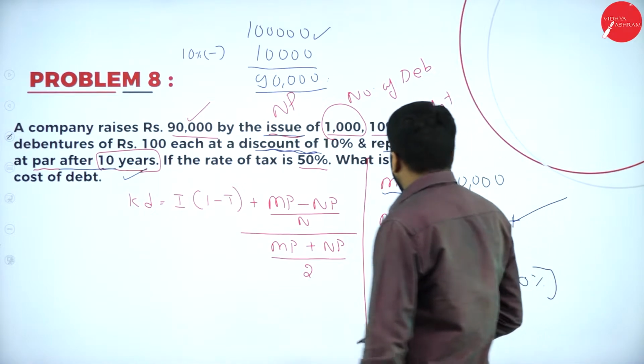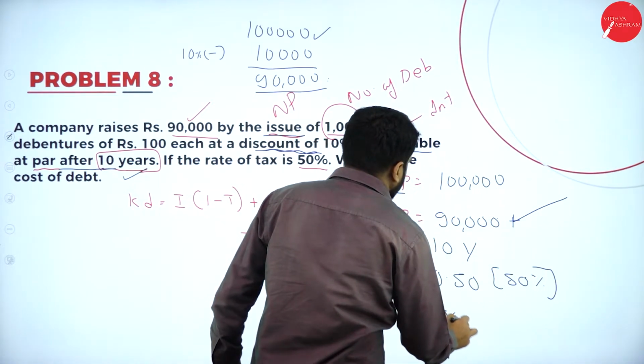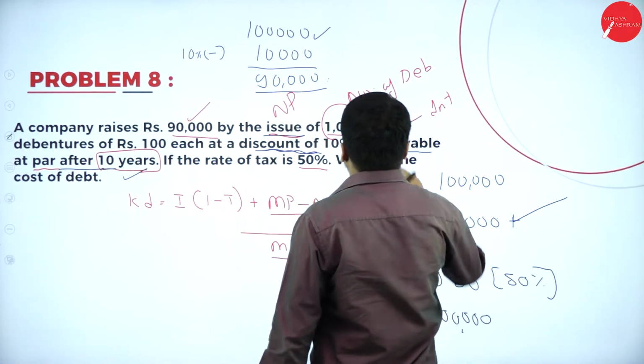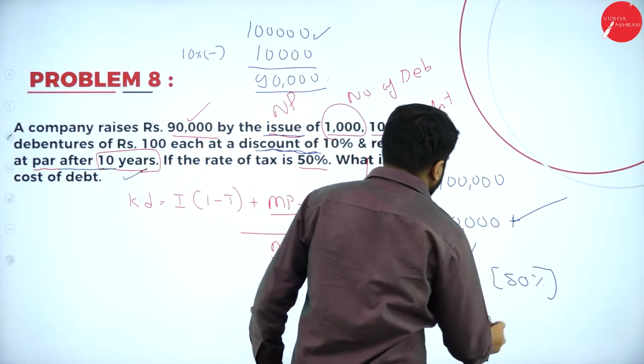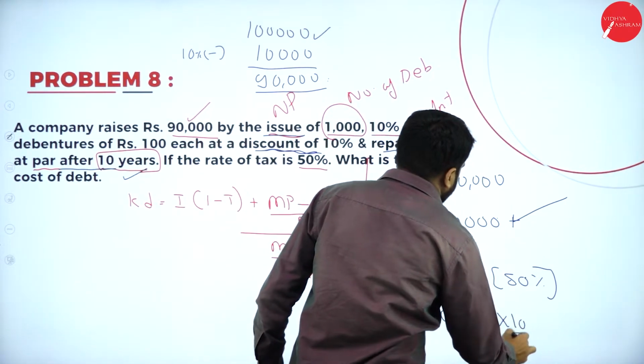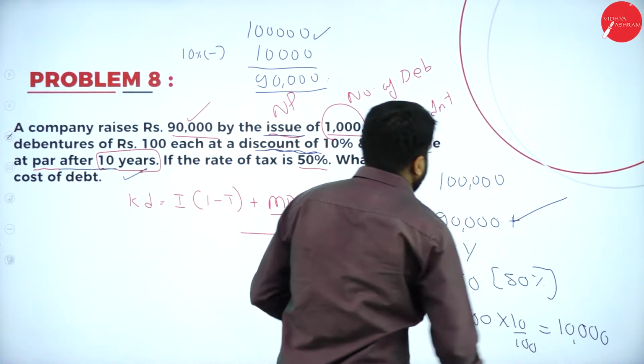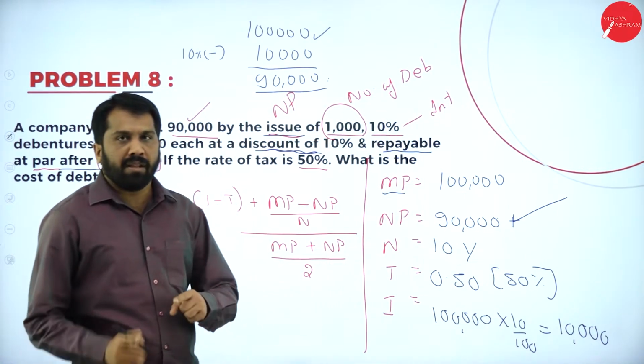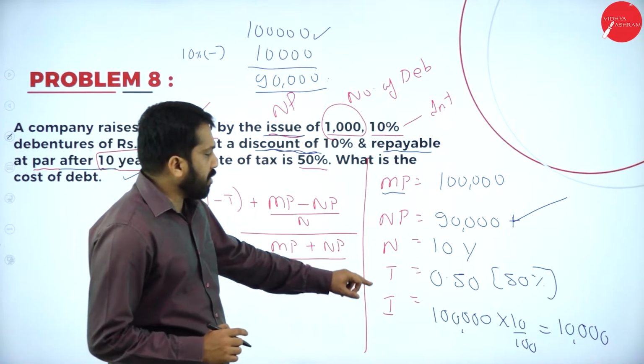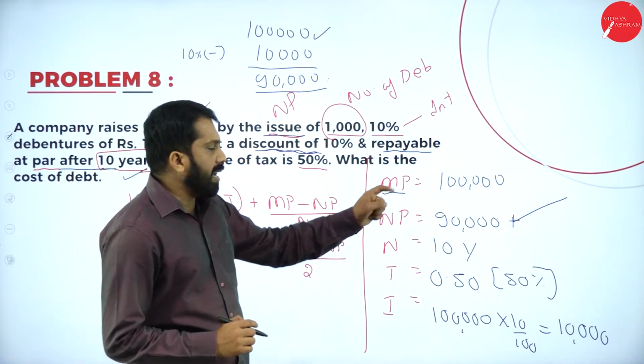What is the interest part? On actual value, what is the interest? 10% debenture, multiplied with 10%, your answer is 10,000. So these are the informations we have. I know that you have confusion. Why is it 1 lakh? Why MP is 1 lakh?